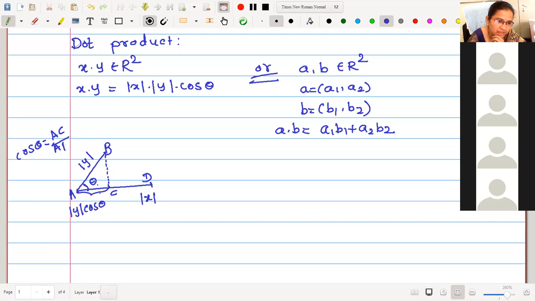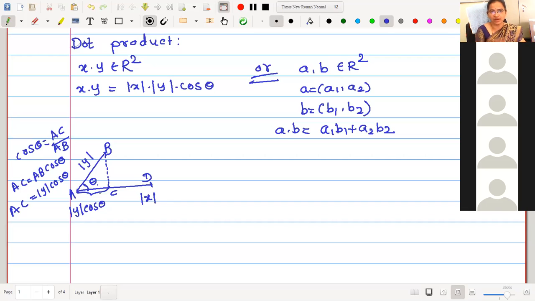AC upon AB. Okay, therefore what is AC? AC will be AB cos theta. But what is AB? AB is mod y. Therefore this is mod y cos theta. The distance AC is given by mod y cos theta. Now we have both the scalars, mod x and mod y cos theta, on the same line.